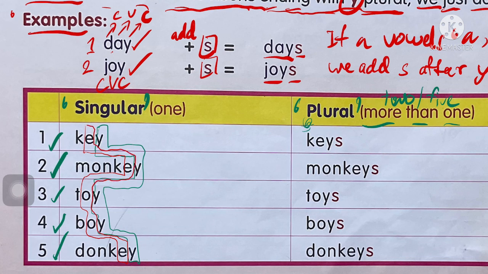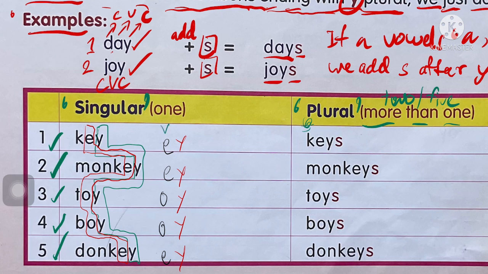And then I will divide. Here, the consonant is Y. Then look at the vowel sound. The vowel sound is E, O, E.